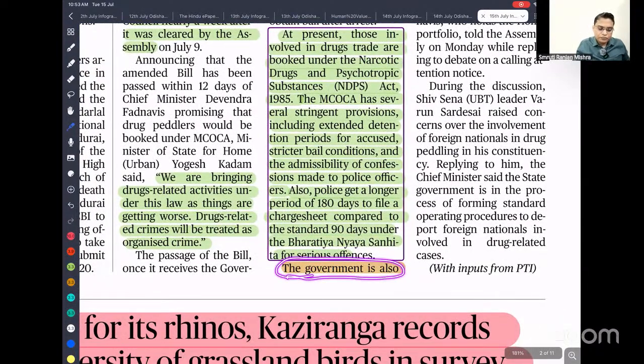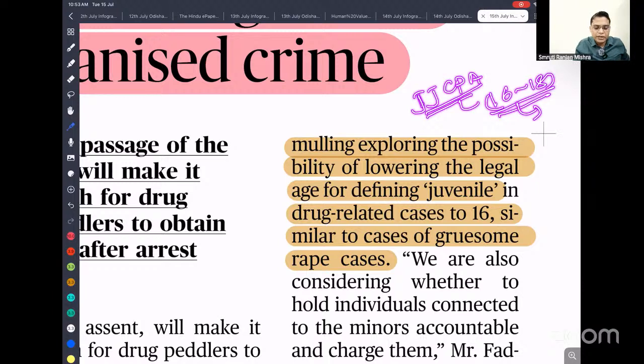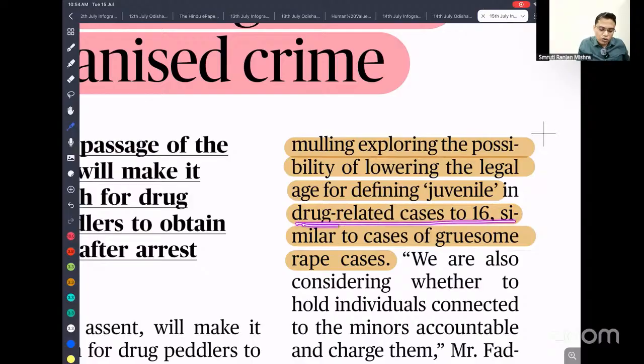So the government is also mulling exploring the possibility of lowering the legal age for defining a juvenile. Recently we have been saying juvenile means a child in conflict with law, anyone below the age of 18. But recently we have amended the Juvenile Justice Care and Protection Act. Under that, if children between the ages of 16 to 18 are in conflict with law, that means they commit a severe crime, the Juvenile Justice Board will look into whether this kid is 16-year-old or 18-year-old. According to that, they can recommend whether this kid should be tried as an adult or as a child.